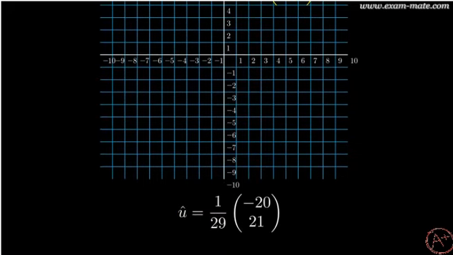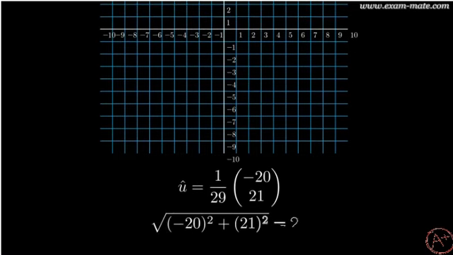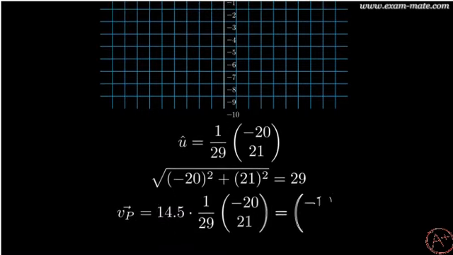First, we need to find the unit vector in this direction by dividing the direction vector by its magnitude. The magnitude is the square root of (-20) squared plus 21 squared, which equals 29. Then we multiply this unit vector by the speed of 14.5 to get the velocity vector, which comes out to be -10i + 10.5j.